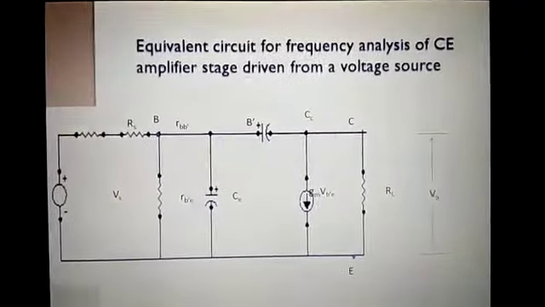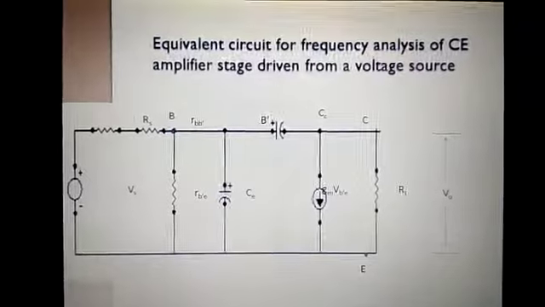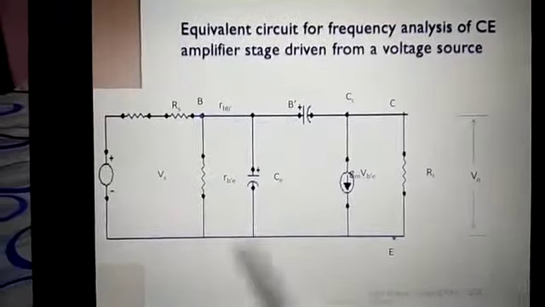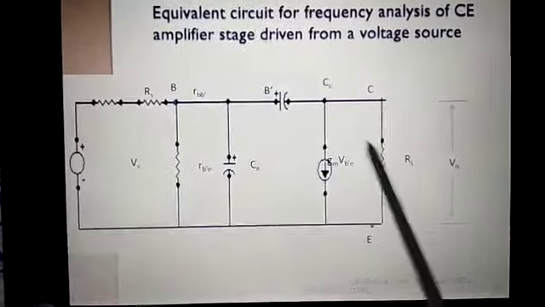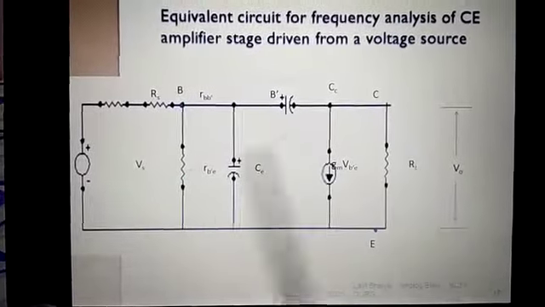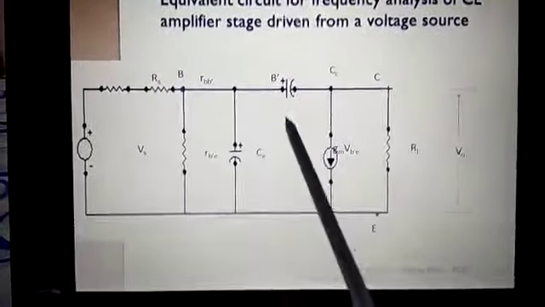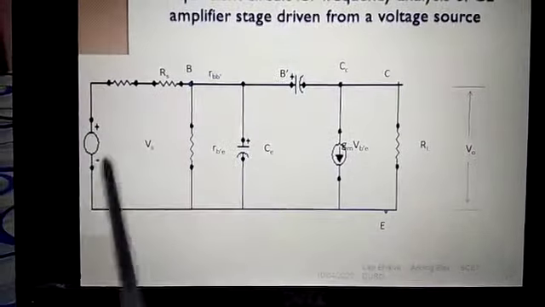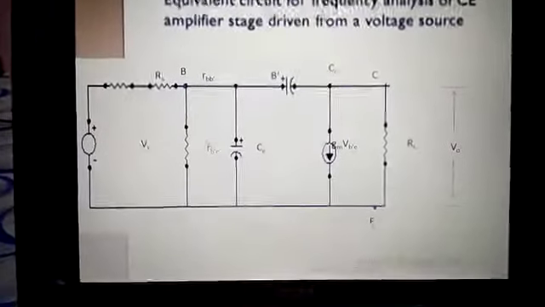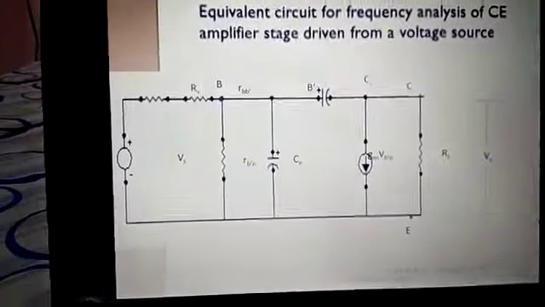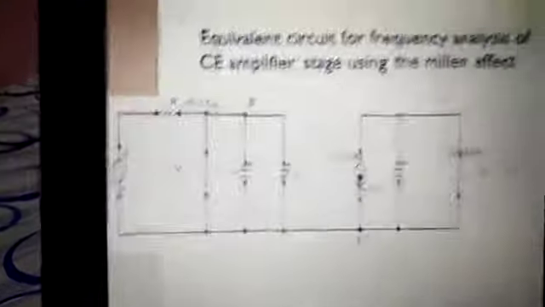Equivalent circuit for frequency analysis of CE amplifier stage driven from the voltage source. Here a voltage source is connected, so that we can calculate the output voltage upon this input voltage. So this equivalent circuit is driven by this voltage source, and for the analysis of the voltage gain you can take this circuit.